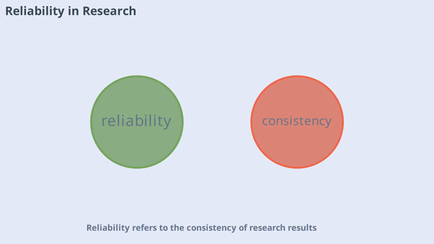Reliability refers to the consistency of research results. A reliable study produces similar outcomes when repeated under the same conditions. In educational psychology, reliability is crucial for ensuring that findings are dependable and not due to chance. Researchers use standardized procedures, clear definitions, and repeated measurements to increase reliability. High reliability, combined with validity, strengthens the overall quality of research.